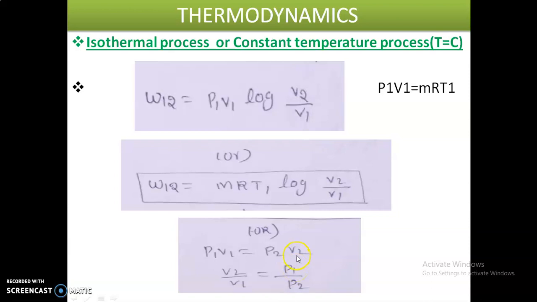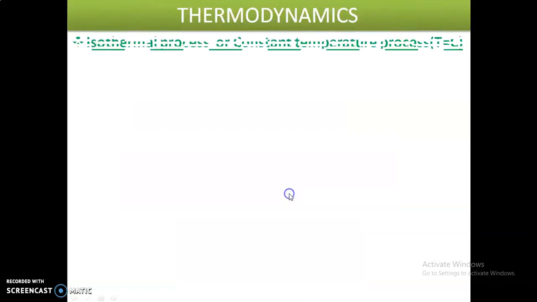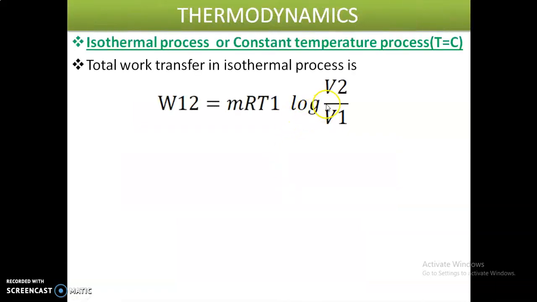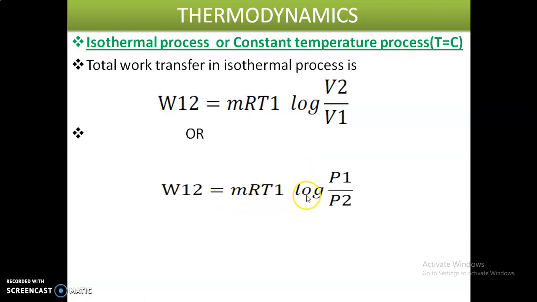So here we got the V2 by V1 value. In place of V2 by V1, substitute this P1 by P2. So finally the total work transfer in the isothermal process is W 1-2 equal to mRT1 log V2 by V1, or mRT1 log P1 by P2. This is the total work transfer.